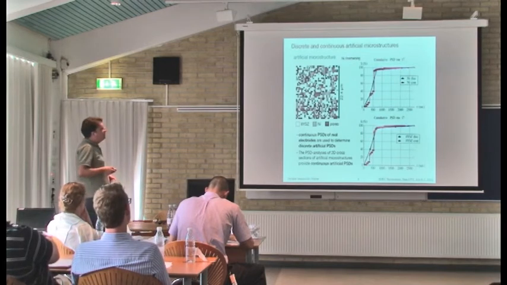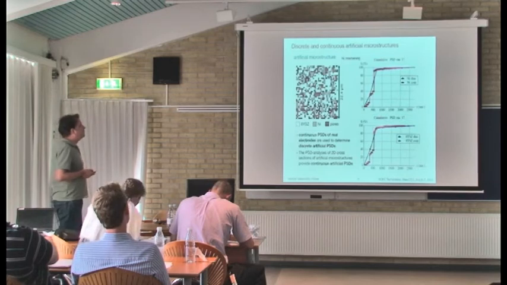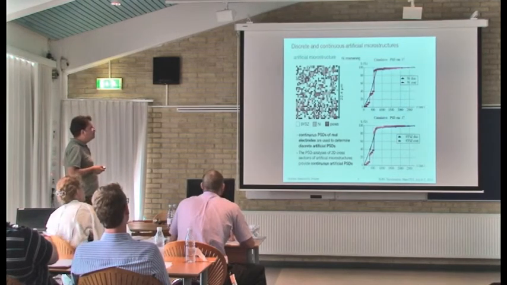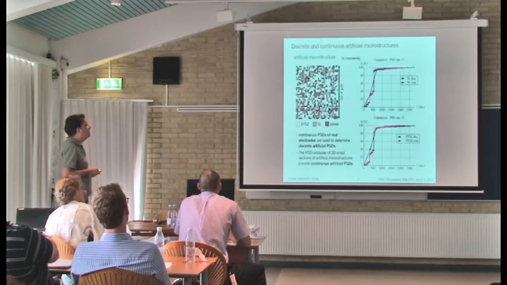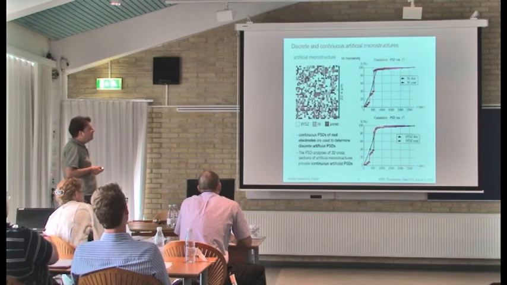So here you see how a 2D cut through such an artificial microstructure looks like. We have the pores in flat, gray is nickel, and white is the 8YC. How do I get that?